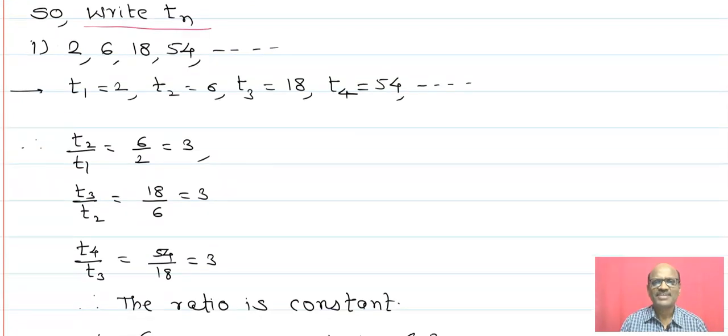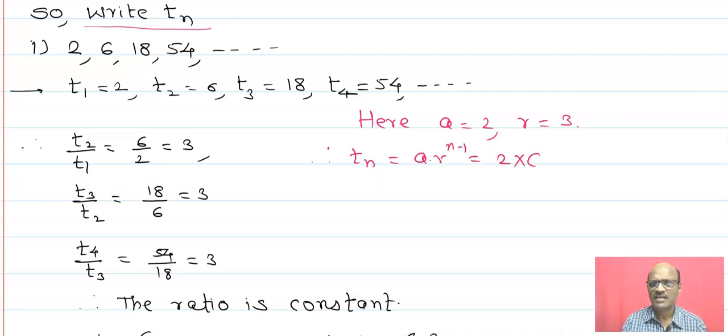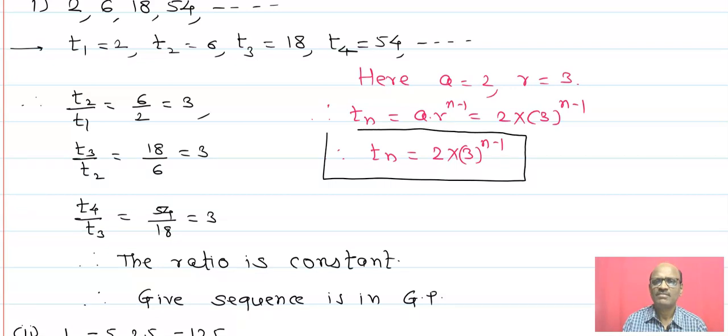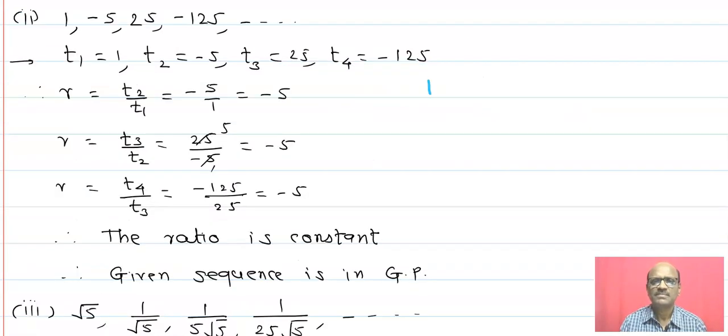Now I am completing, that is, we want to find out the nth term in the first question. Now we'll find here. A is equal to 2, R is equal to 3. The given sequence is in GP. Therefore, we can find out the nth term. Now see this. This is a very simple formula. Tn is equal to A into R raised to n minus 1. A is 2, R is 3 raised to n minus 1. And this is the nth term of our first GP.